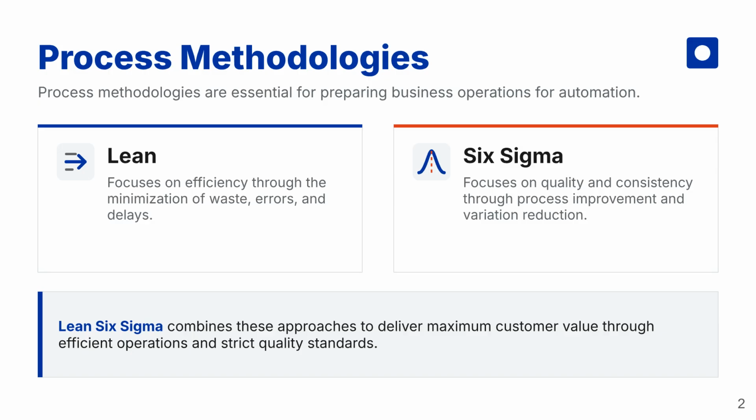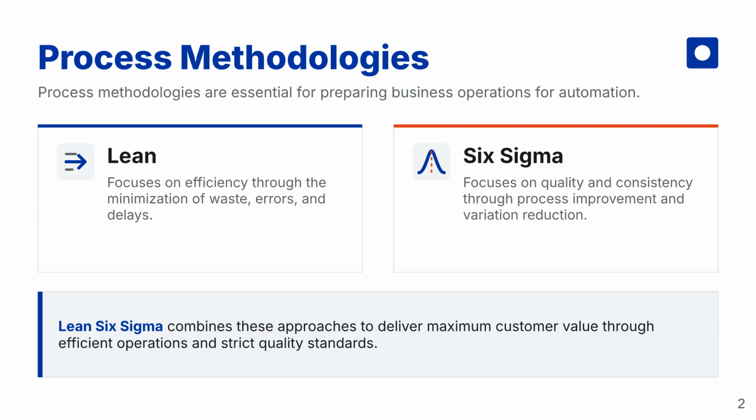Lean focuses on efficiency by eliminating activities that do not create value for the customer. These unnecessary activities are commonly referred to as waste. Waste can appear in many forms, such as unnecessary waiting time, repeated work, excessive movement, overprocessing, or delays between tasks. By identifying and removing these inefficiencies, organizations can complete their work faster, reduce costs, and make better use of their available resources. The second methodology is Six Sigma, which focuses on quality and consistency.